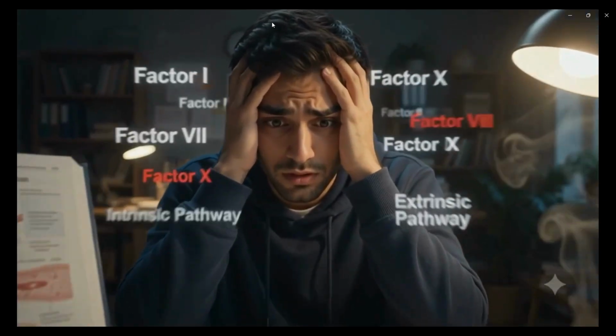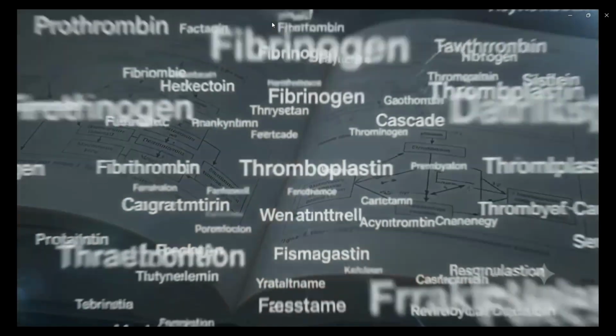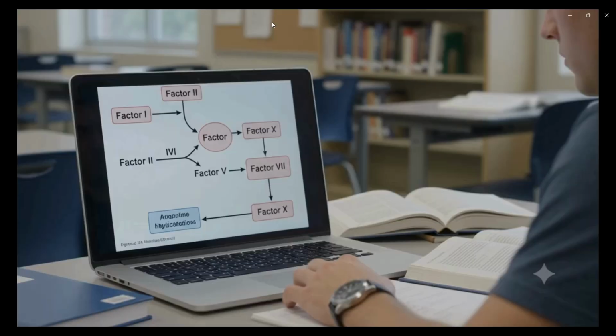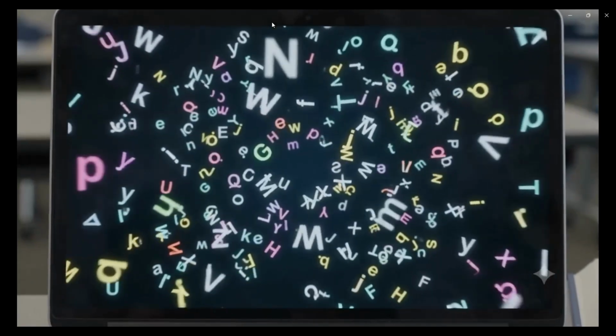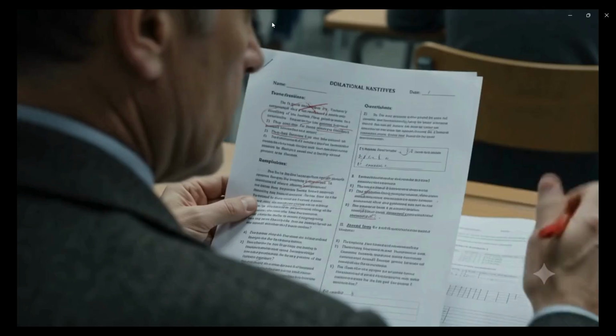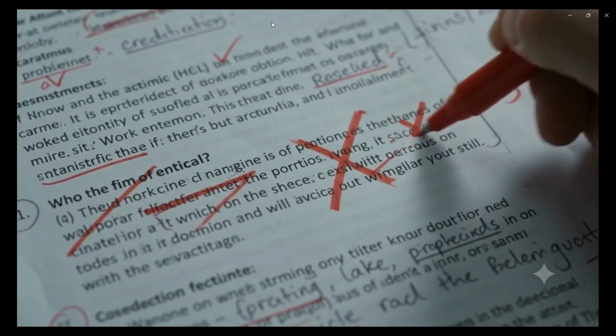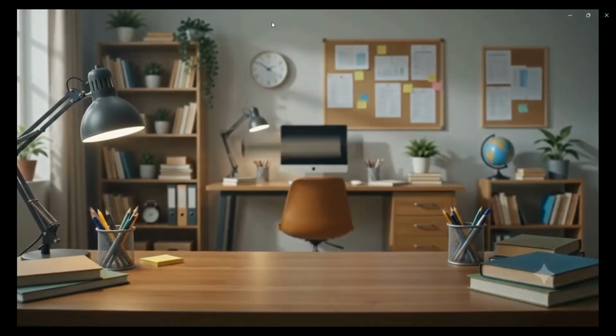So tell me honestly, have you ever opened a coagulation chapter and immediately felt lost? Factor 1, 7, 10, intrinsic pathway, extrinsic pathway. These are too many factors. And by the time you reach the end of the chapter, everything looks like an alphabet soup. And the worst part, even after studying for hours, many students still write a messy answer in exam and lose marks. But toppers don't memorize the entire chapter.